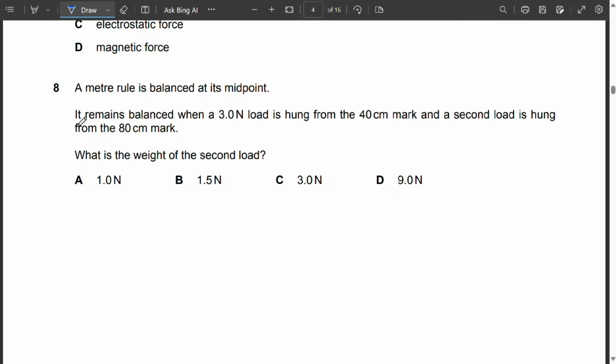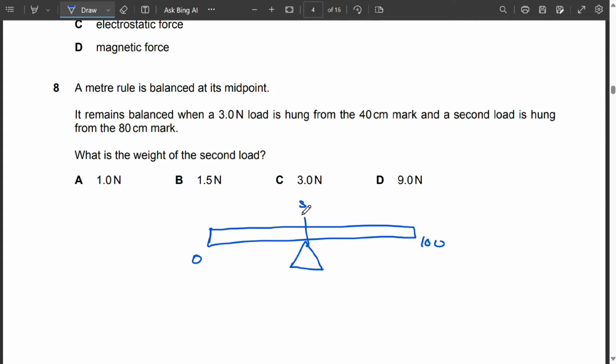Next one. A meter rule is balanced at its midpoint. So let's make a meter rule. This is a meter rule. We all know that this starts from 0 and this is 100, and let this be the balance point, 50, because it's balanced at the midpoint. It remains balanced when a 3 Newton load is hung from the 40 centimeter mark. So let this be 40 centimeter and the load is 3 Newton. And the second load is hung from the 80 centimeter mark. So let this be 80 centimeter, and take this load as W. What is the weight of the second load?